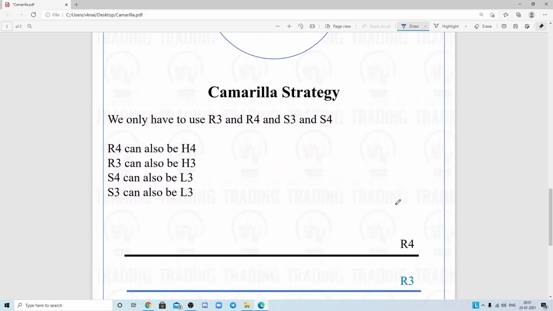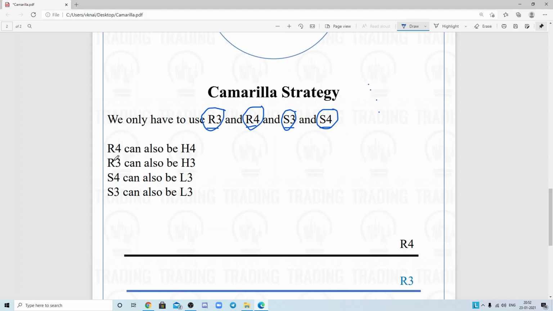Now, like I said, Camarilla has R1, R2, R3, R4, S1, S2, S3, S4, and there will be a center pivot line also. But in this strategy, we use only R3, R4, S3 and S4. That is, we use only resistance 3, resistance 4, support 3 and support 4. So you don't need R1, R2, S2, S1 or the pivot line. These can all be switched off.